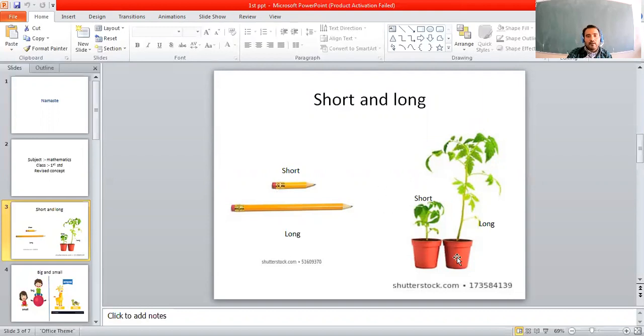So it is a plant. Now two pots are there. The pots are the same size, but the plants are one long, one short. So it is a long plant, it is a short plant. It is already growing, it continues growing. So now it is a short and long example. We have this in the textbook, on the first page of the pre-numbers concept. You have to see that.